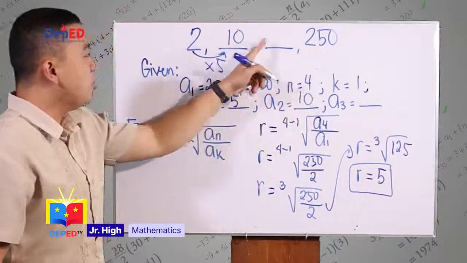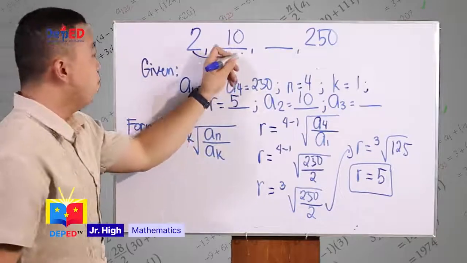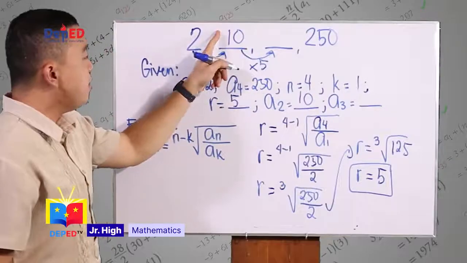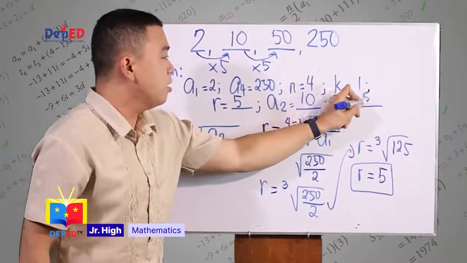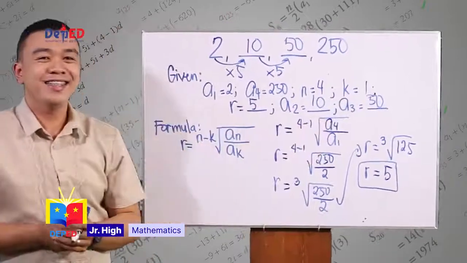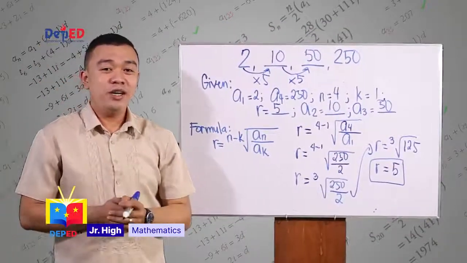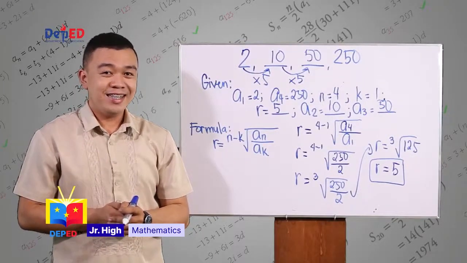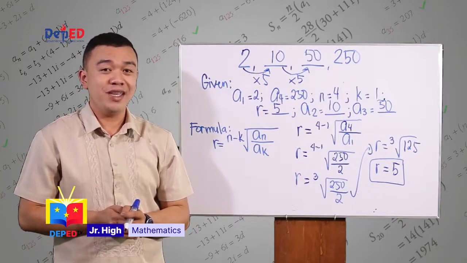And to get the third term, we will also multiply the second term by the common ratio, which is 5. So 10 times 5 will give us 50. Therefore, the sequence is 2, 10, 50, and 250.